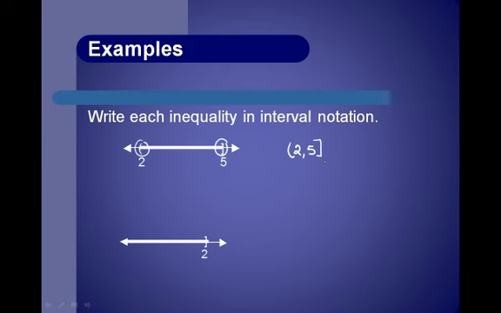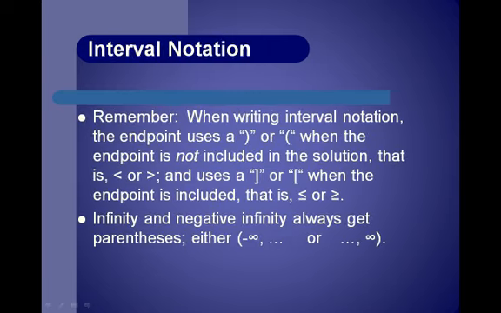On the second example, remember we said negative infinity is all the way to the left, so the graph would start at negative infinity and go up to 2. Remember, when writing interval notation, the endpoint uses a parenthesis when the endpoint is not included in the solution, and it uses a bracket when the endpoint is included in the solution.